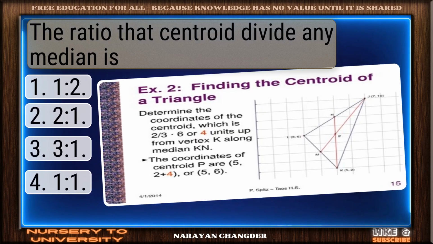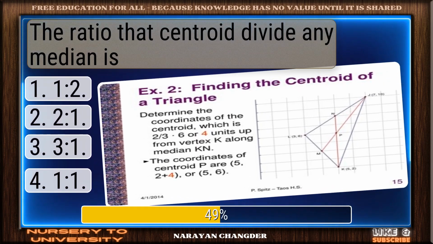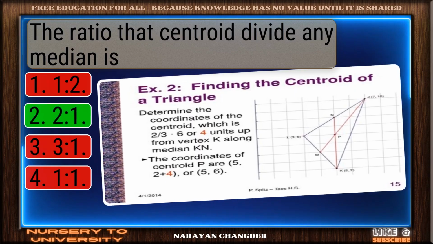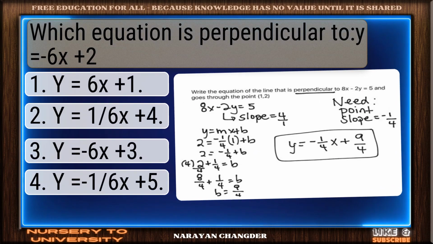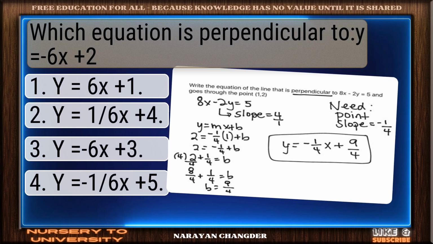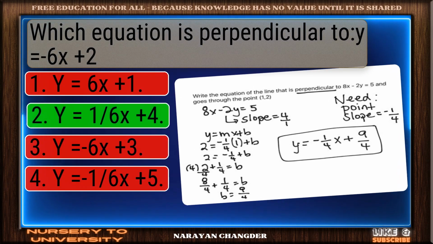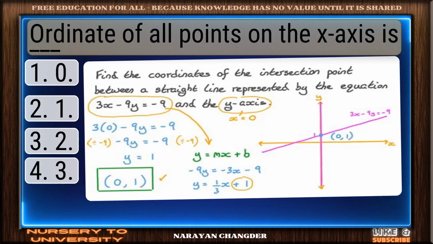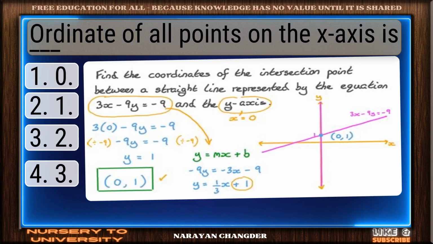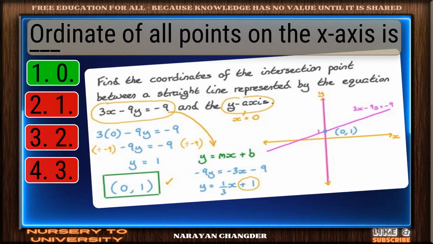The ratio that centroid divides any median is. Good job, 2:1 works well. Which equation is perpendicular to y equal to 6x plus 2? Right again. Y equal to minus x/6 plus 4 is valid. Ordinate of all points on the axis is dash. Great thinking. Zero is right.